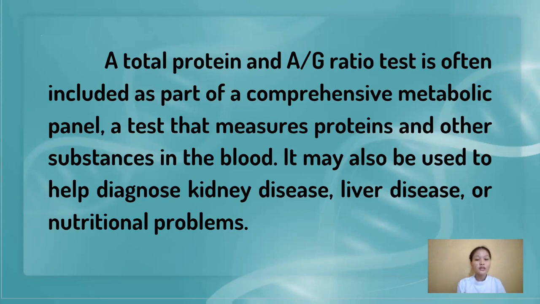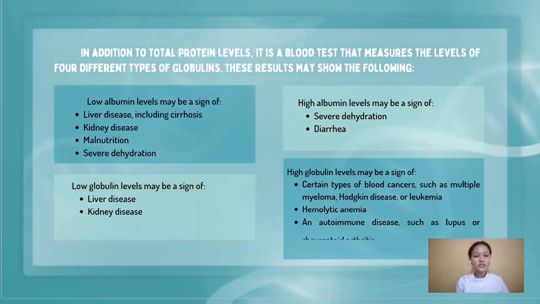On the other hand, globulins help fight infections and move nutrients throughout the body. Some globulins are made by the liver and others are made by the immune system. In addition to total protein levels, your provider may order a separate blood test for albumin and/or a test for globulins. The globulin test is called serum electrophoresis. It is a blood test that measures the levels of 4 different types of globulins. This result may show the following.